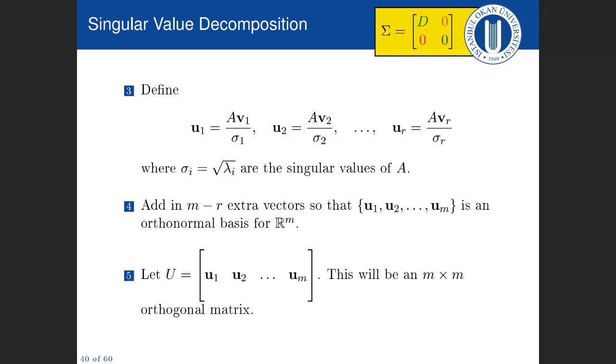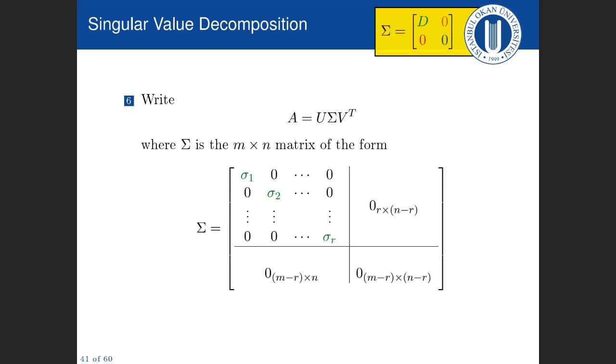Then after we've done that, step 5, we're going to let our matrix capital U be the matrix where the first column is U1, the second column is U2, all of the way up to the mth column is Um. Because these columns are orthonormal, we will have an orthogonal matrix. And then step 6, we're going to write A is equal to U sigma V transpose, where sigma is the m by n matrix of this form. We have the diagonal matrix at the top left, an r by r diagonal matrix, where the entries on the diagonal are the singular values of A, and then everywhere else will be zeros.